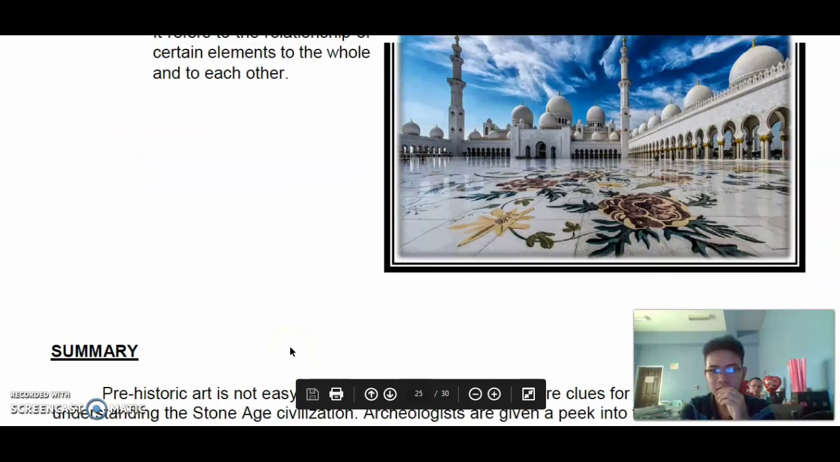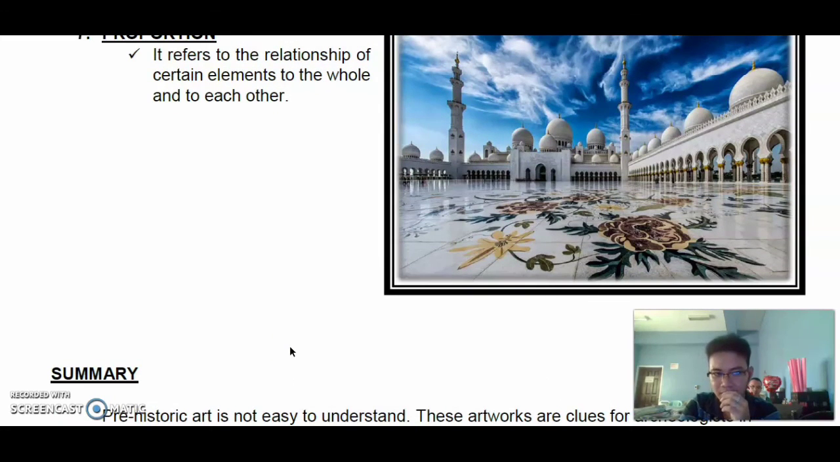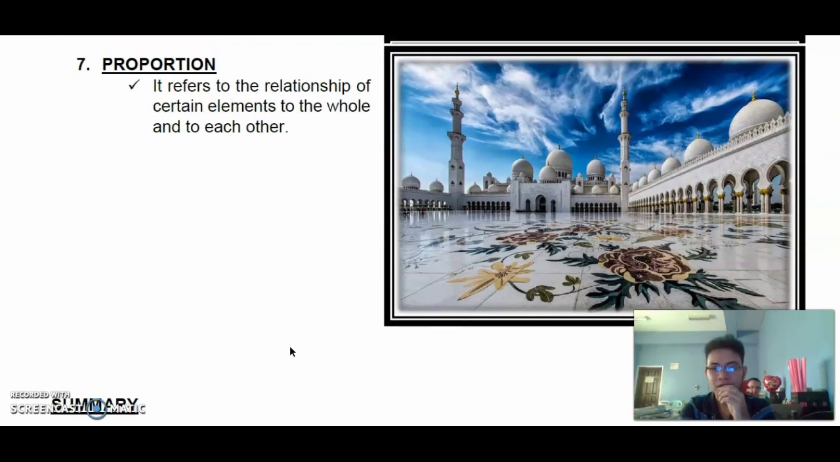Okay, so those are the principles. So we have 6 art elements and we have 7 principles of arts. If you have questions regarding these elements and principles, you can ask them in the comment section on this video or group chat, so that your questions will be addressed also to the rest.